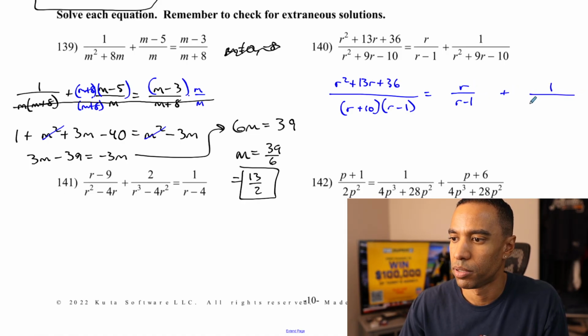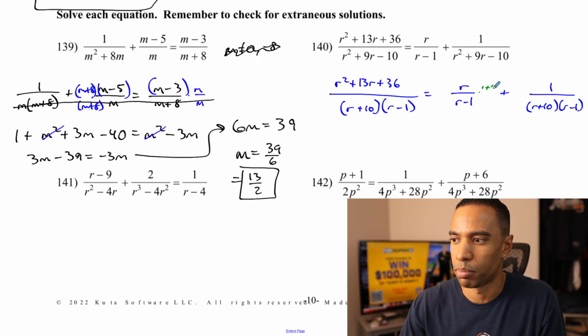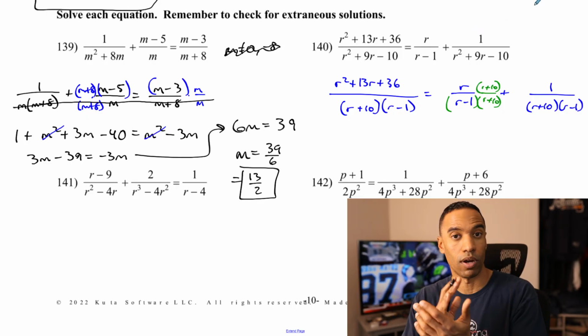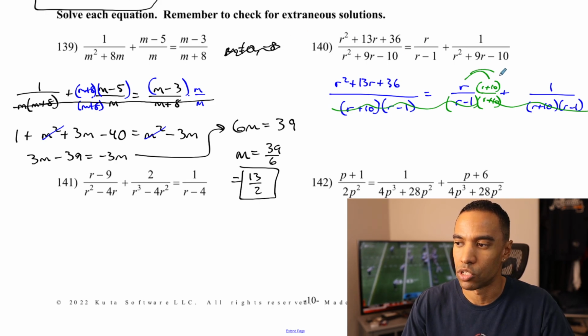1 over r plus 10 minus 1. So both of these have those. This is missing in r plus 10. Now the denominator is obsolete for our sake, except the fact that r can't equal 1 or negative 10. So now, bye-bye, given that I'm going to distribute that.